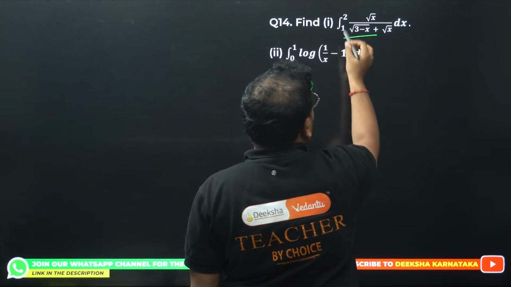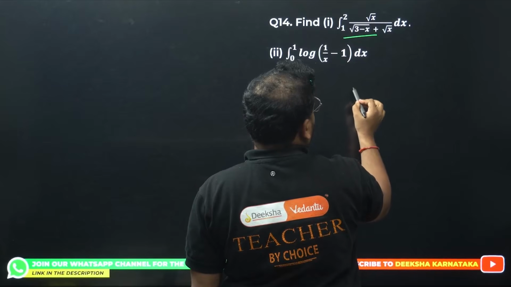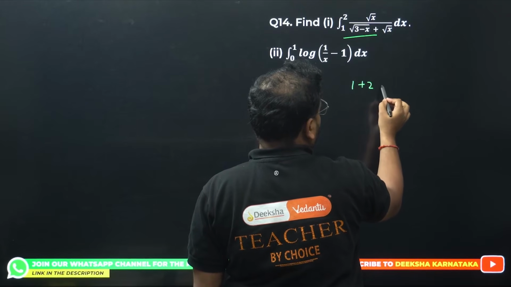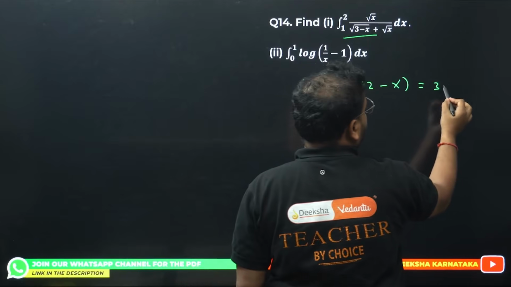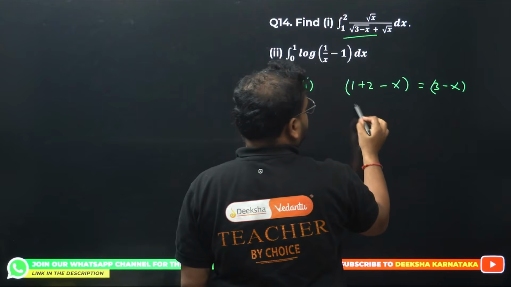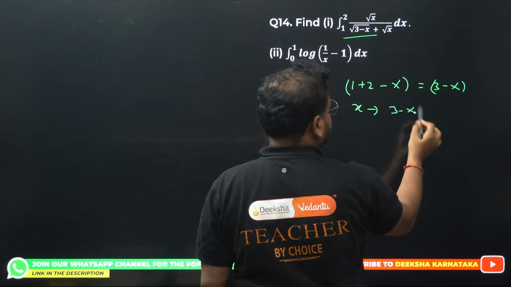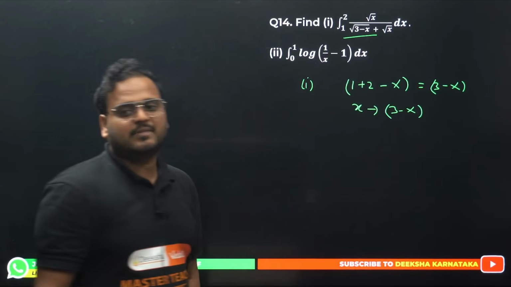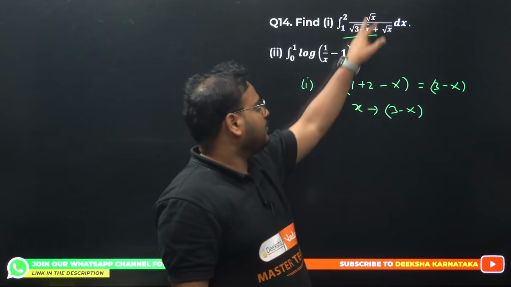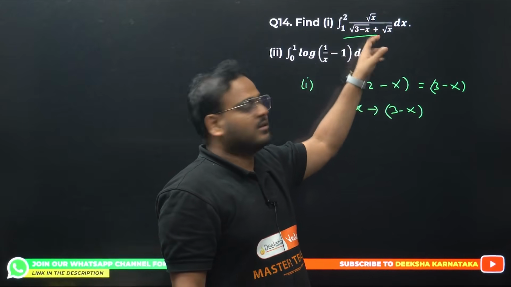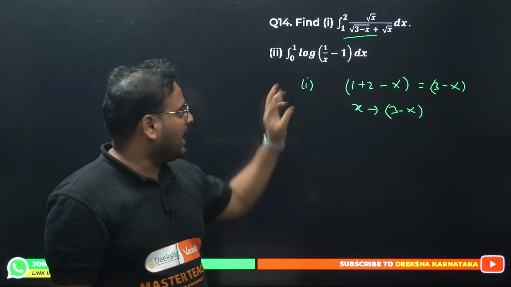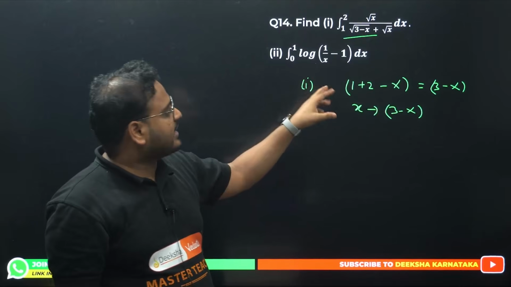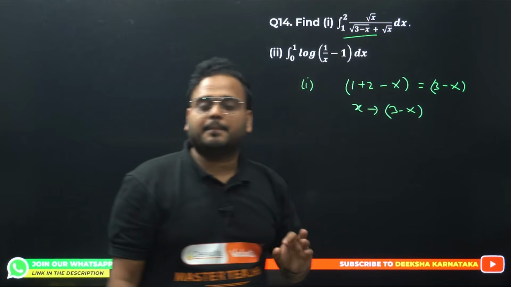Whenever you see that, if you add the limits 1 plus 2 and subtract the variable x, what is it going to be? This is going to be 3 minus x. So replace x wherever it is with 3 minus x. If you do that, please check carefully. It will be the same thing. This will become x, this will become 3 minus x. Even the numerator will become the same thing when you add those two.